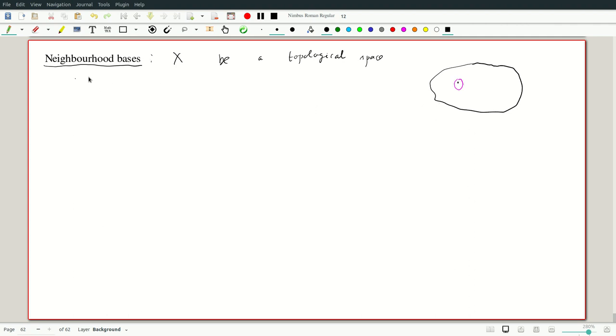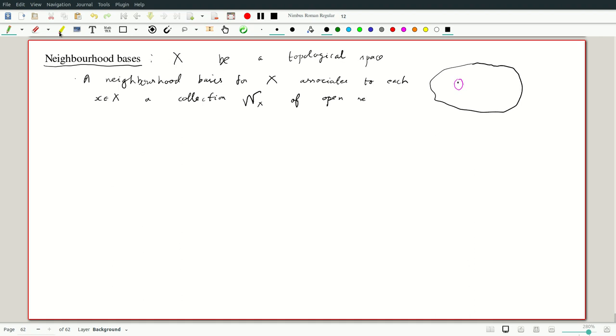So, a couple of ways of formalizing this are not especially standard, but they all broadly amount to the following. A neighborhood basis for X is a collection of collections, which associates to each point x in X a collection, let me call it N_x, of, let me as well say, open sets, or even of neighborhoods of x.